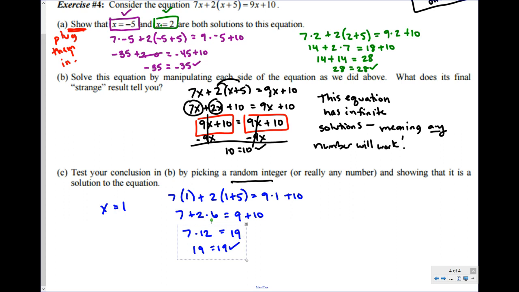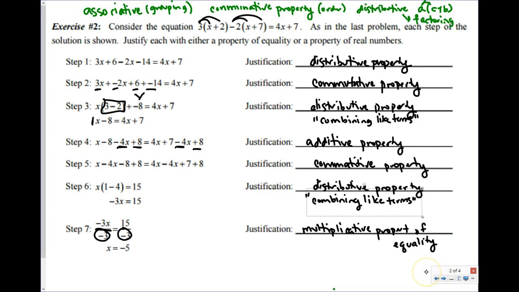So the objective today was to understand the idea about equations having infinite solutions, no solutions, or just one solution. And if we go back to the beginning of this lesson, remember the rules of justifying your steps in an equation. So go ahead and you can start your fluency if you like, or wait till you get to class, and I'll be happy to help when I see you next.